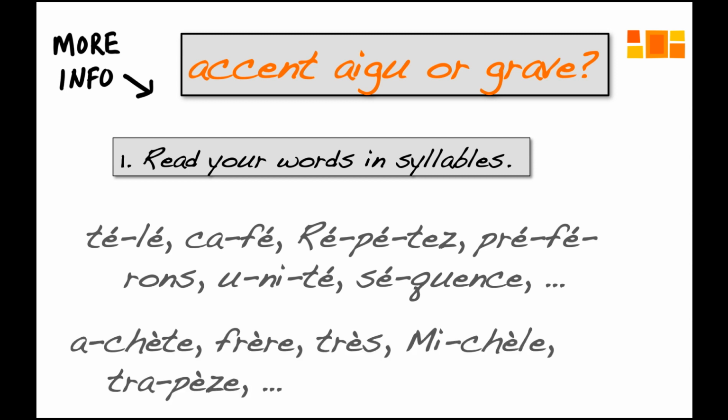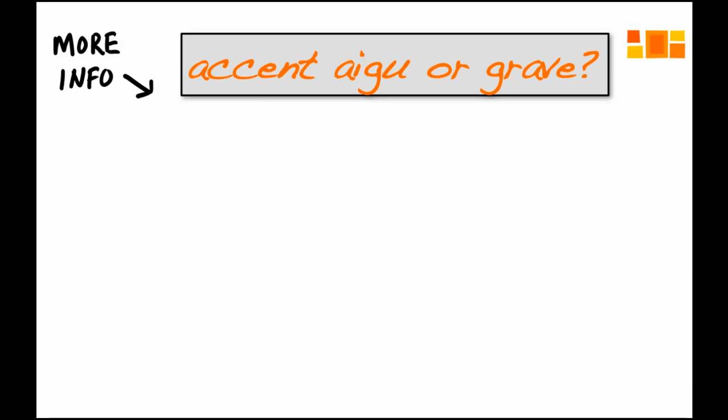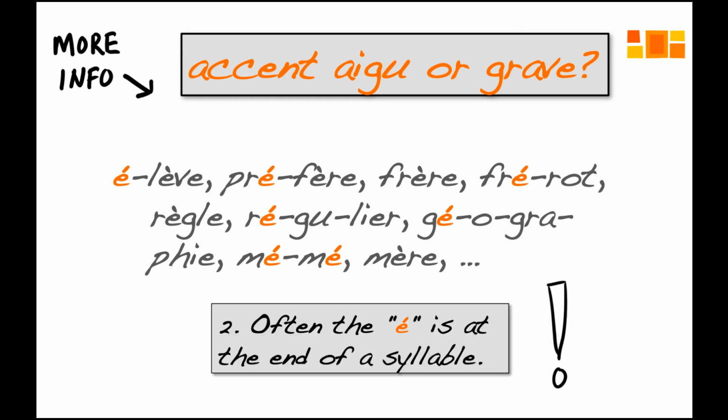And here we have a couple of words that have the accent grave. Achète, frère. Frère becomes 1 syllable only. Très becomes 1 syllable. Michel, trapèze. Okay, try to read your words in syllables. And once you get the hang of this, then you go to the next step. And the next step looks like this. Often, not always, but often, the E accent aigu is at the end of a syllable.